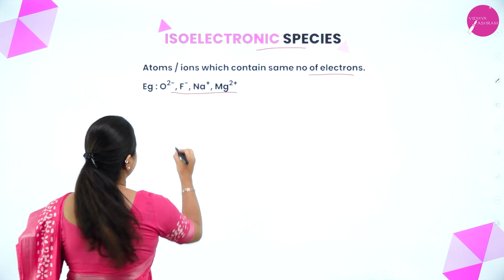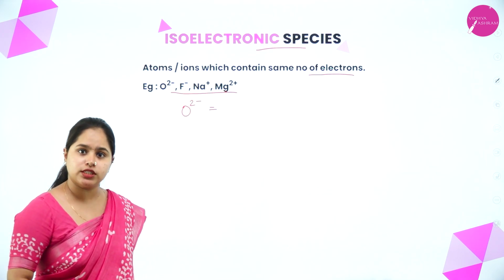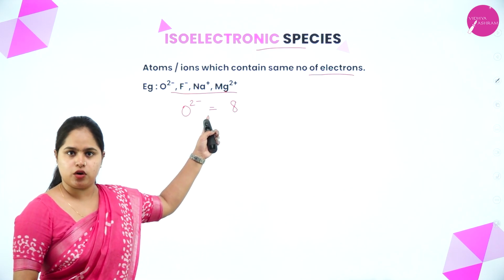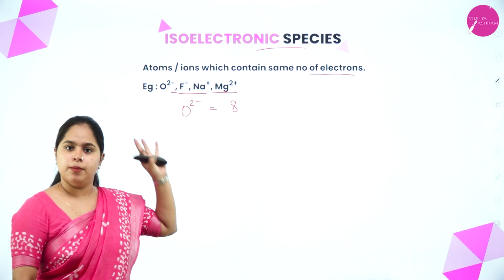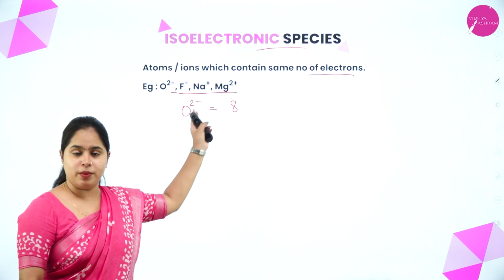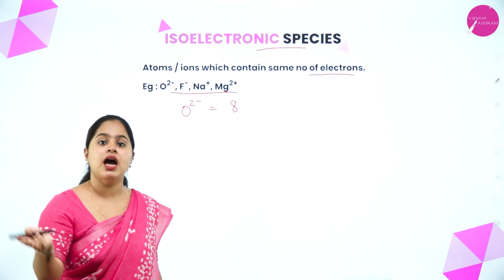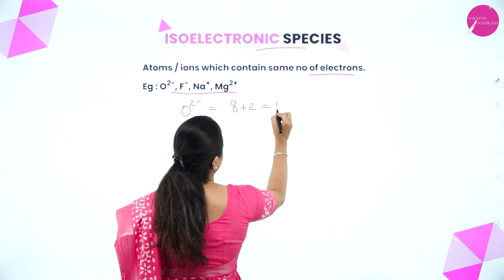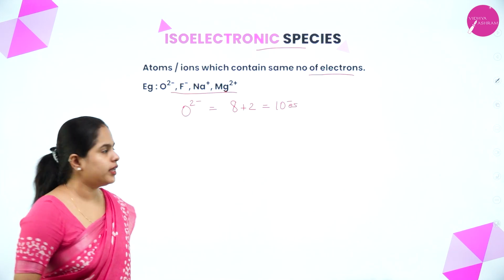Let's consider the first one, O2 minus. The number of electrons in an oxygen atom is 8, plus 2 electrons. That is, 2 minus means 2 more electrons are present in the oxygen atom. So it became an O2 minus ion. This 2 minus is an addition of 2 electrons. So 8 plus 2 gives a total of 10 electrons.